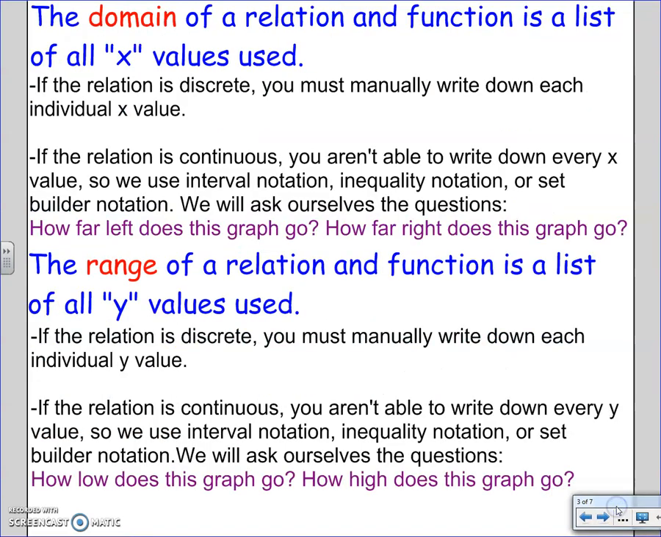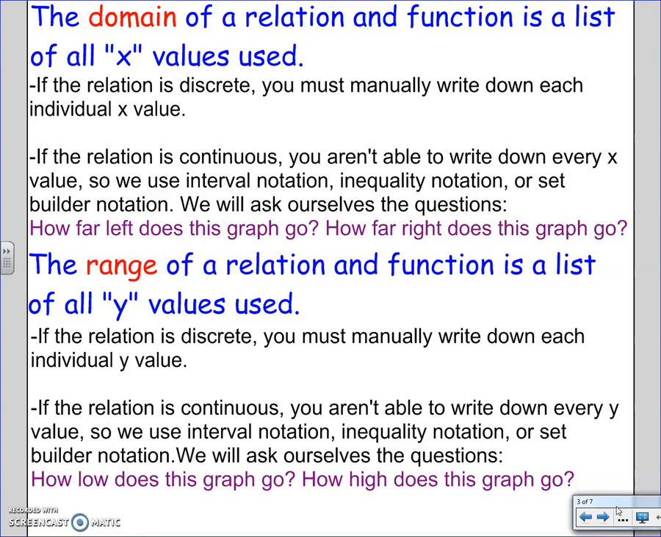Also, we have domain and range. Domain is x, so we list all x values used. If it's discrete, so disconnected, the dots, you just manually write down all the individual x values with commas in set notation. If the relation is continuous, you can't write everything down, so we use interval notation, inequality notation, or set builder notation. And for domain, we always ask ourselves the question, how far left does it go? How far right does it go? Because x is left and right on the x-axis.